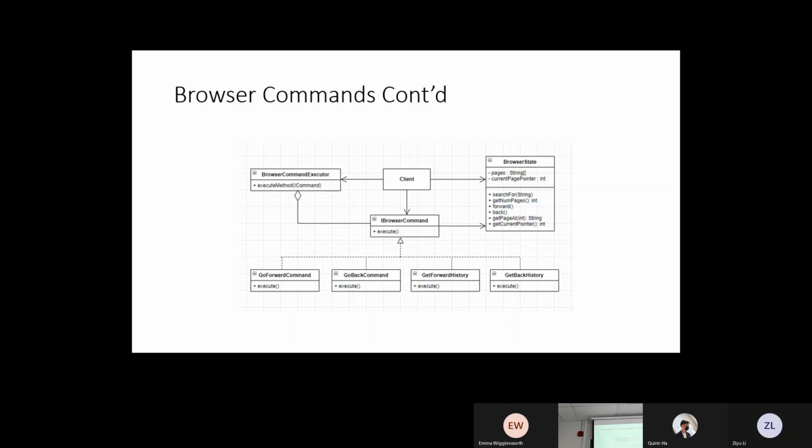Then the invoker class, which is the browser command executor, will take any instance of these because it has a parameter of type iCommand, which can be any of these. Then it will call the execute method, which makes use of the functionality here. And then we'll have a client class, which puts everything together. Any questions about this?